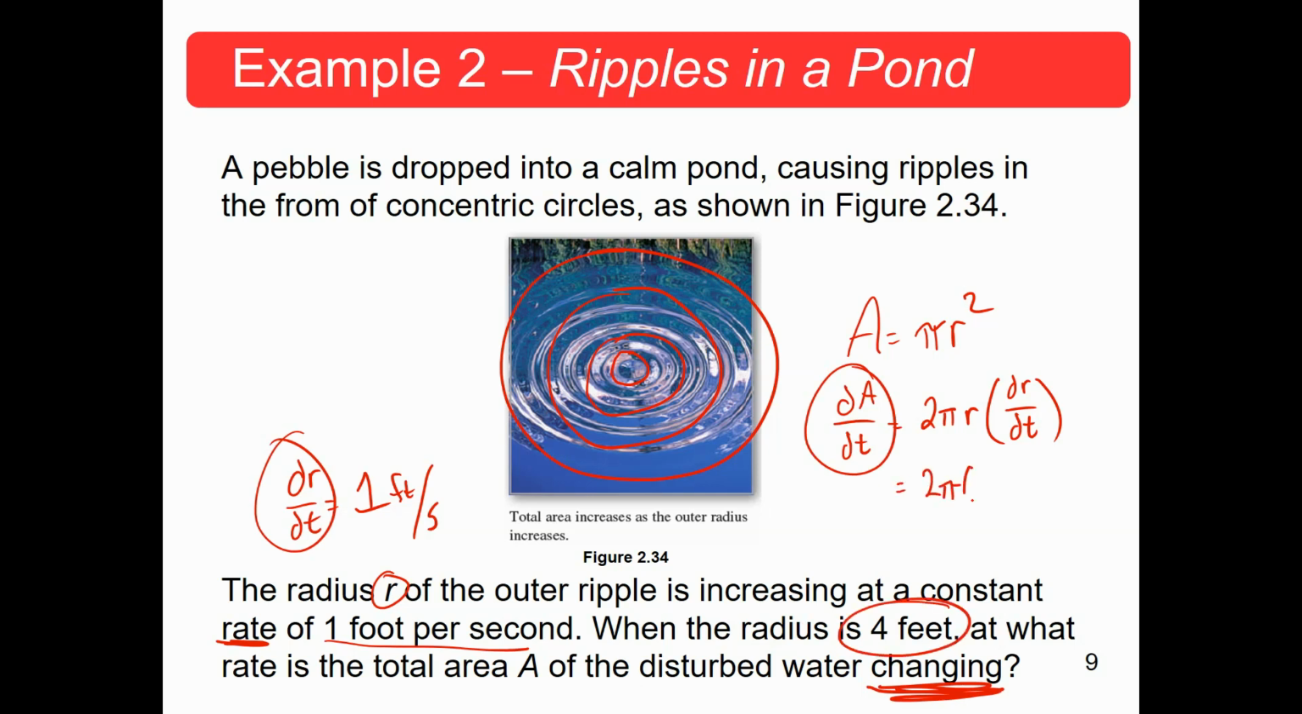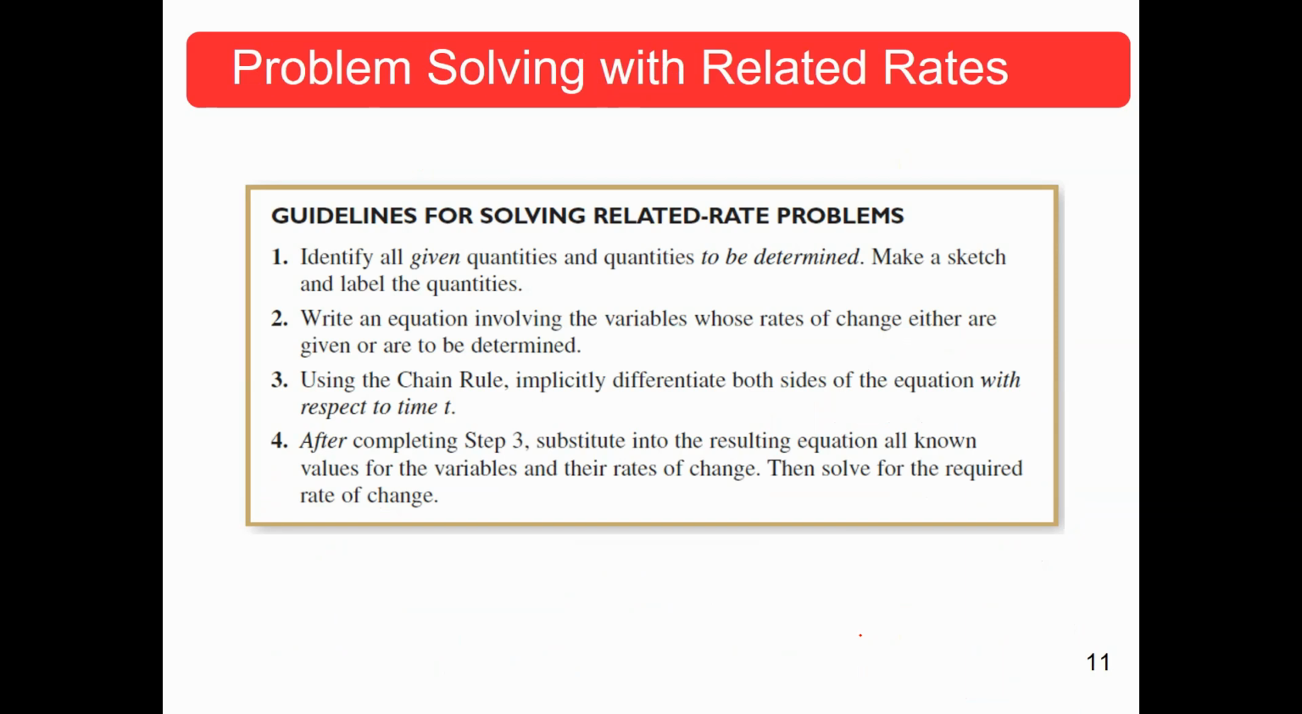2 pi times 4 times 1 equals 8 pi square feet per second, because we're talking about an area, right? Because that's 1 foot per second, this is 2 pi, that's 4 feet, right? So we got feet per second, we get feet squared per second. Now, that's the answer.